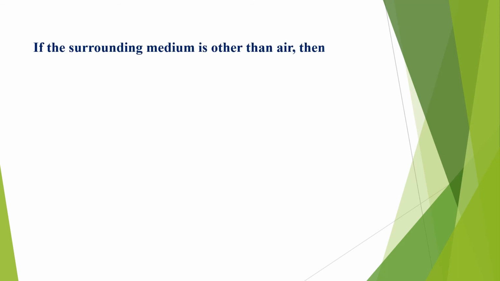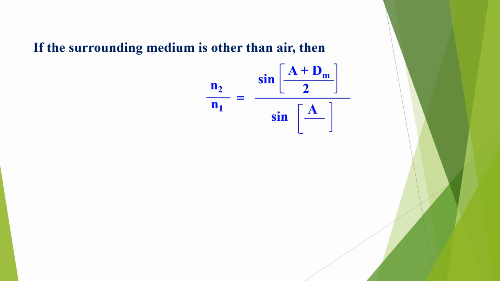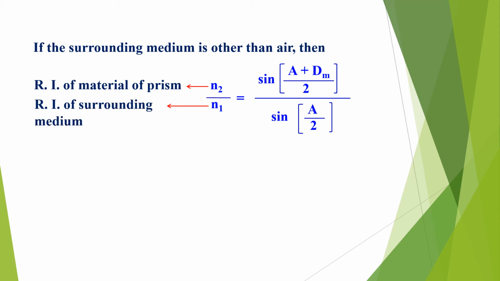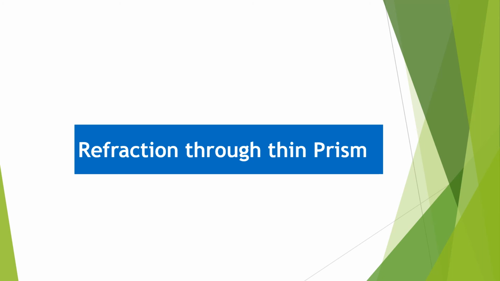If the surrounding medium is other than air, then n2 by n1 is equal to sine of A plus dm divided by 2, that is divided by sine A by 2. So n2 is representing refractive index of the material of the prism, n1 is refractive index of the surrounding medium. Refraction through the thin prism.